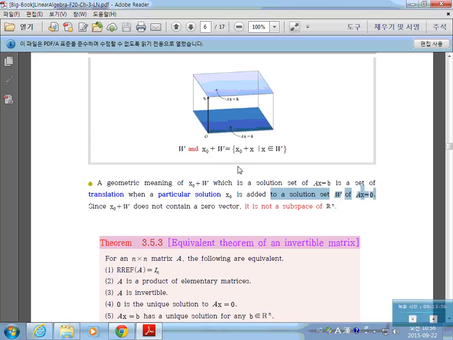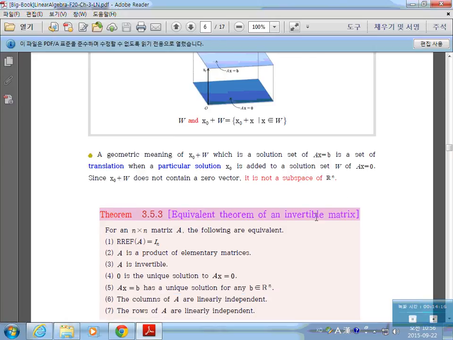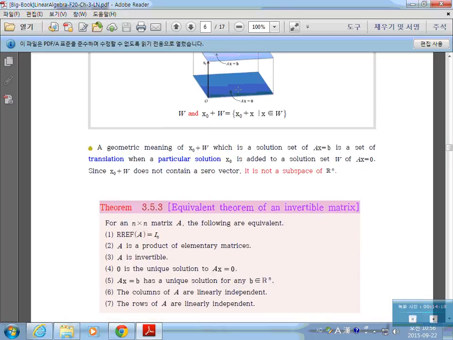The only difference is that the solution set W contains the 0 vector, so it forms a solution space. It's a vector space. But x0 plus W does not include the 0 vector, so this is not a vector space. That's the only difference. So the solution set W has much better properties that we can use.